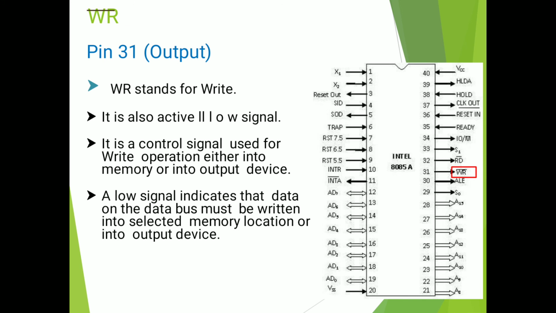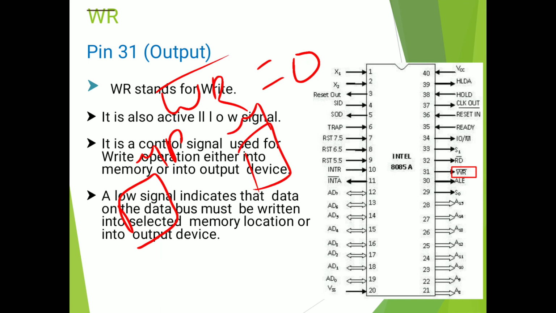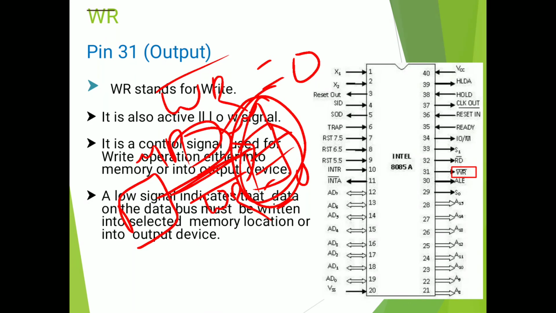WR bar stands for write operation. It is an active low signal because there is a bar. It is active when this pin is low or 0. When data is going from the microprocessor to memory or input output devices, this is the write operation, WR bar. When WR bar is low, the data on the data bus is to be written into the selected memory or input output location.